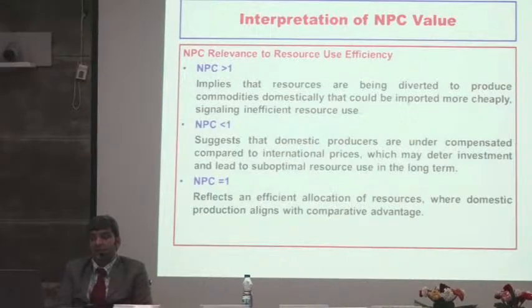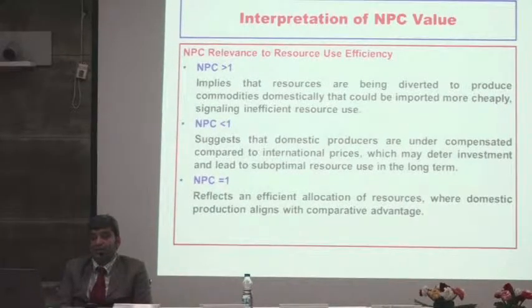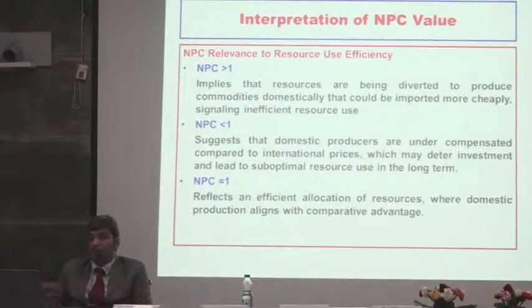If NPC is equal to 1, it reflects the efficient allocation of resources, where domestic production aligns with comparative advantage. So this is some relevance of the nominal protection coefficient for efficiency in the context of international business.